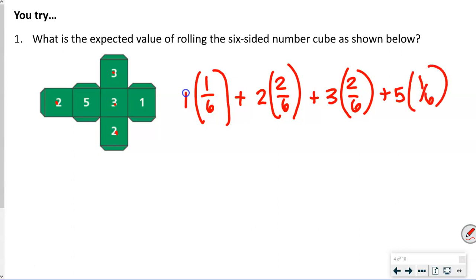Now I need you guys to notice something here. These numbers, 1 plus 2 is 3, plus 2 is 5, plus 1 is 6. Those numbers on the top should add up to be 6, whatever the number is on the bottom, okay? If they don't, then you're missing something. All right, so when we do this, just like the previous problem, when we multiply them out, we're going to get 2.67 for our answer, okay?